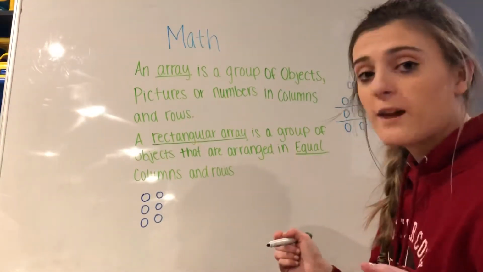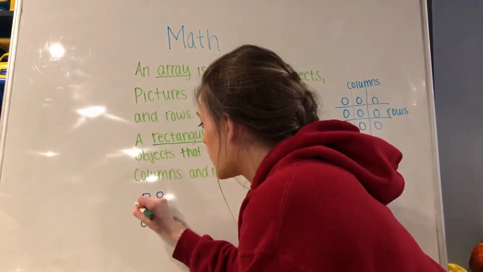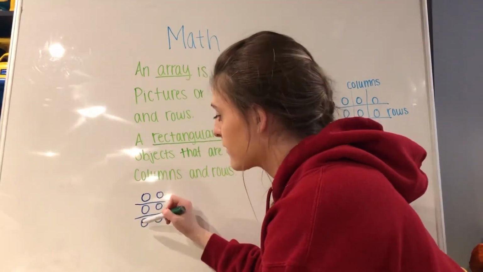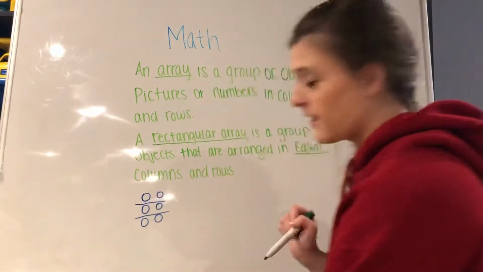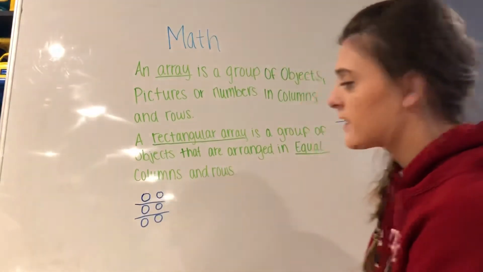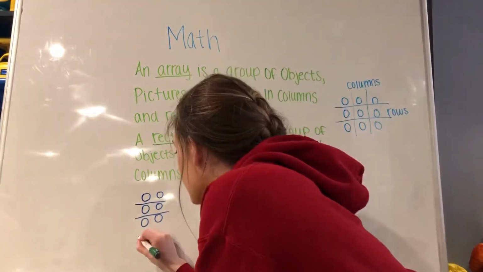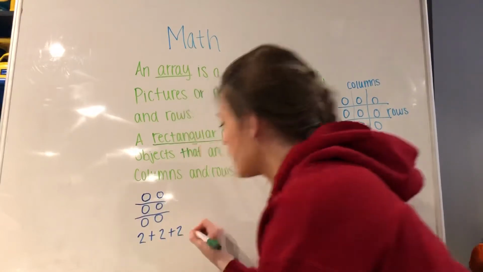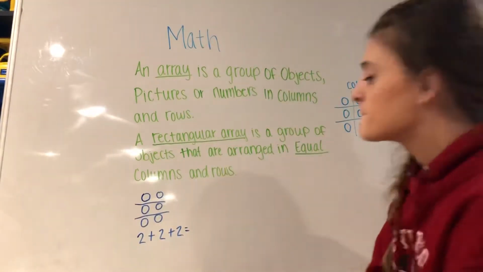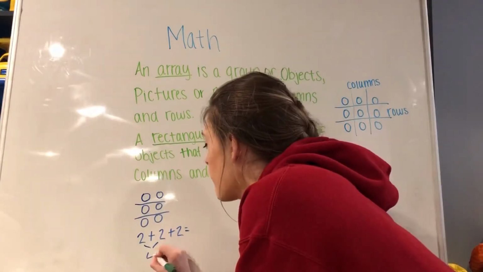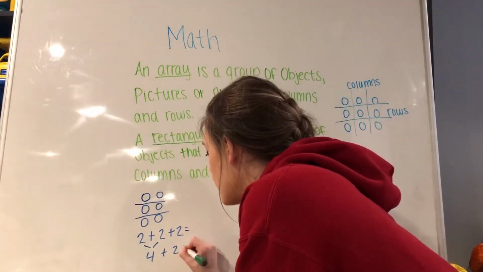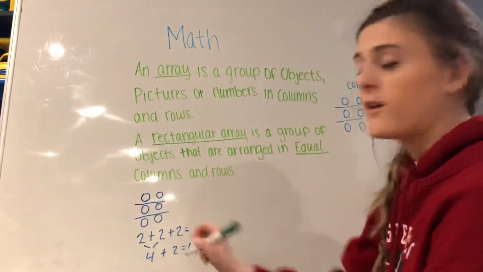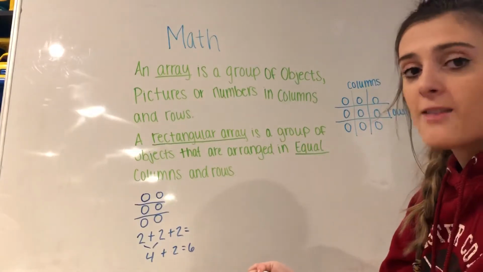So the first one we can look at is we're going to look at our rows. We have 3 rows, 1, 2, 3, and we have 2 circles in each row. So we're going to write a math sentence that says 2 plus 2 plus 2 equals. And we know that 2 plus 2 is 4. 4 plus 2 equals 6. So this is the first way that you guys will be able to write a math sentence.